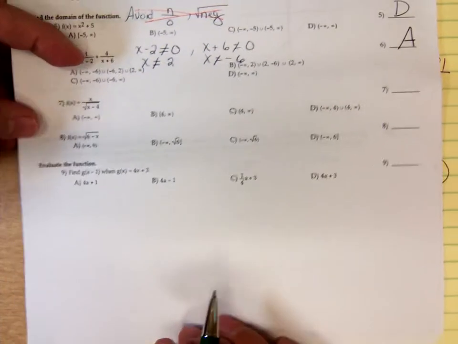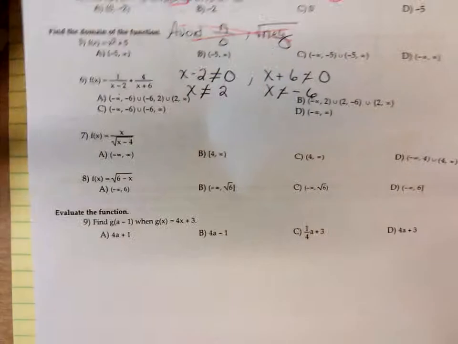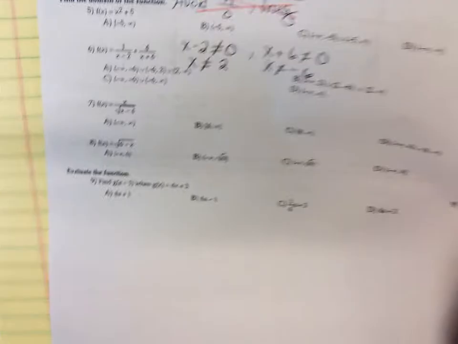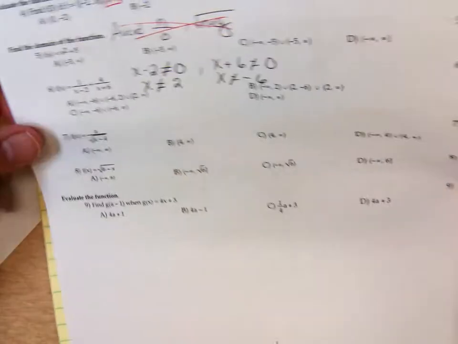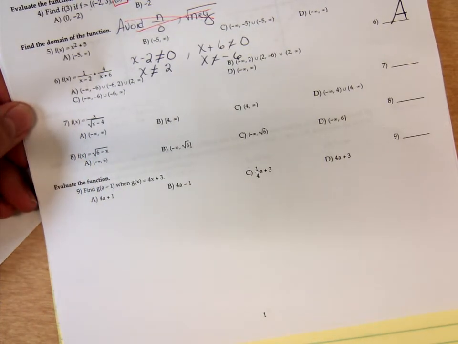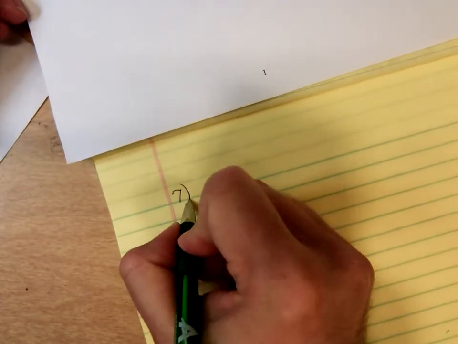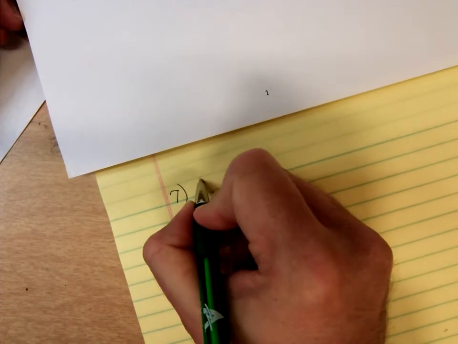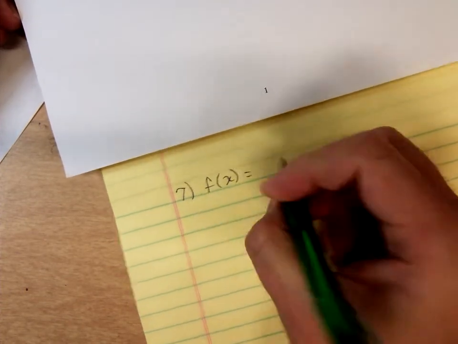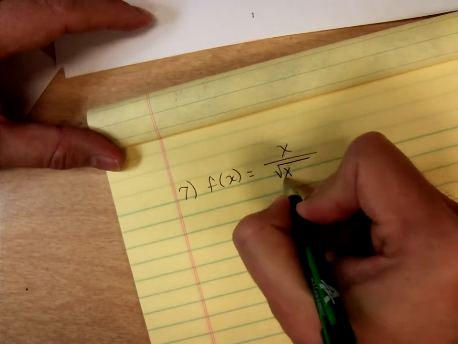Okay. So we don't want zeros in the bottom of a fraction. We also don't want negatives under the square root. The next two problems, 7 and 8, have negatives under the square root. So problem number 7 says find the domain of f of x equals x over the square root of x minus 4.